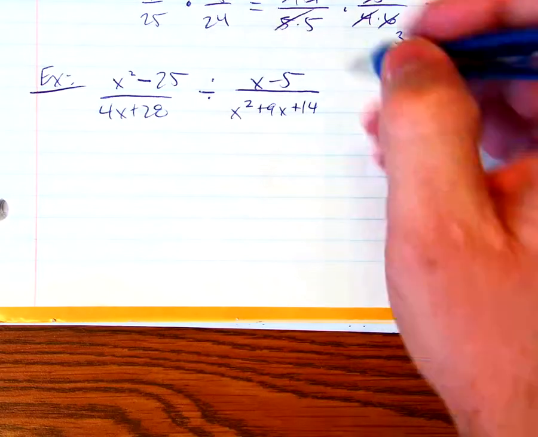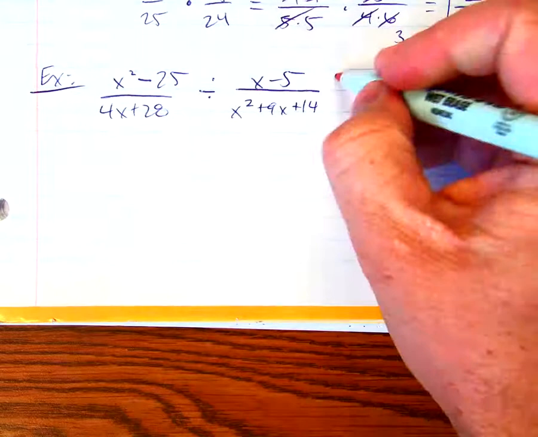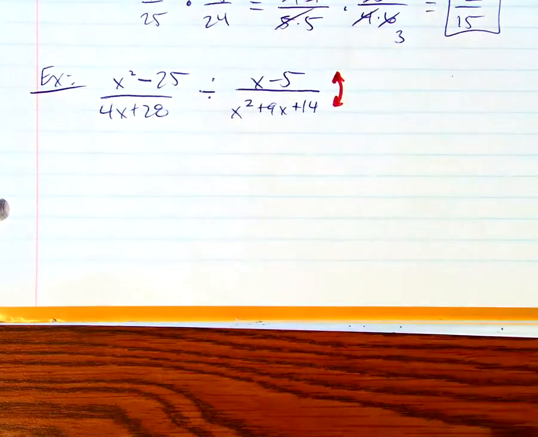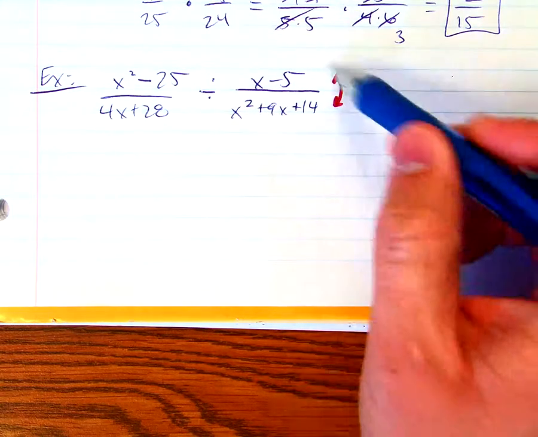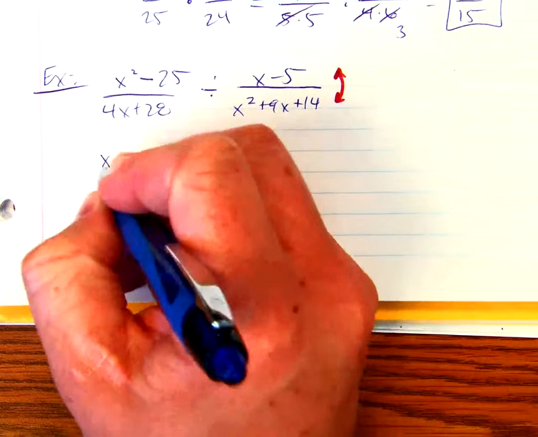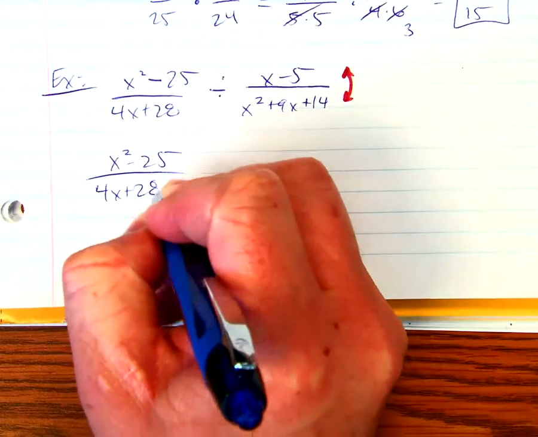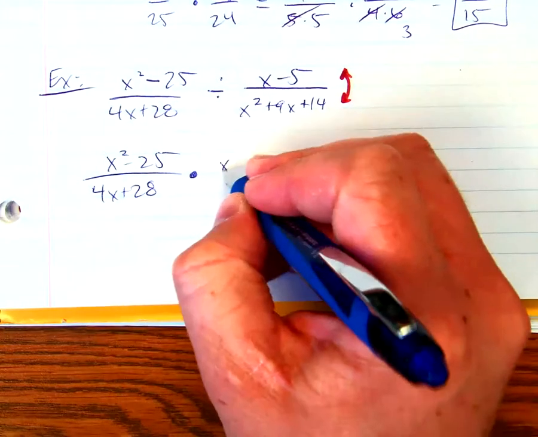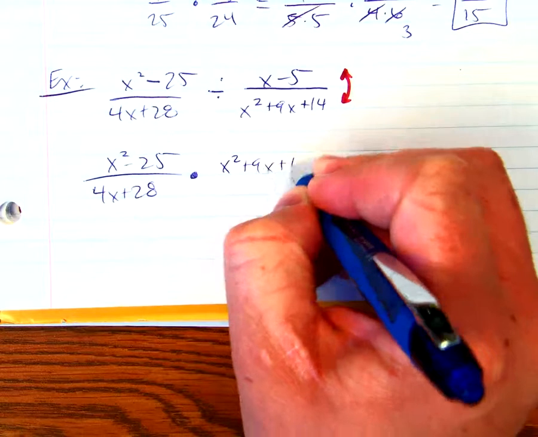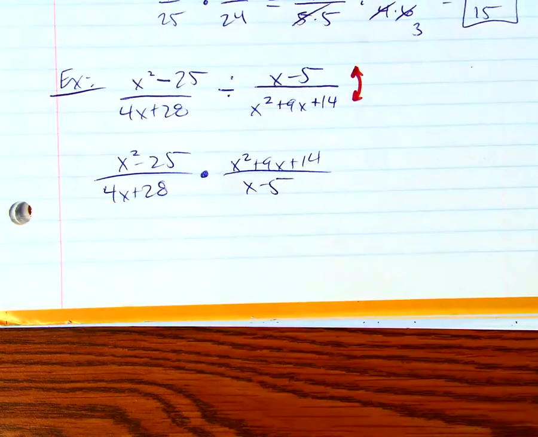For this example, the very first thing, because it is division, is we do need to flip this upside down, just like we did with regular whole number fractions. I guess that's an oxymoron, whole number fractions. But with regular numbered fractions, we do need to flip this upside down to turn this into x squared minus 25. 4x plus 28, that one stays the same. The second expression now becomes x squared plus 9x plus 14 over x minus 5.